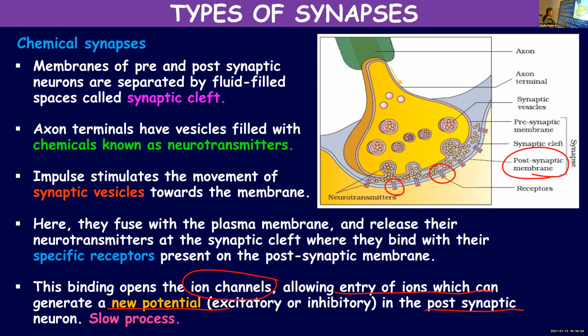And this potential can be excitatory or inhibitory. The function either it can inhibit something or it can stimulate something. That nerve impulse can be either inhibitory or excitatory, promoting some action or inhibiting some action.